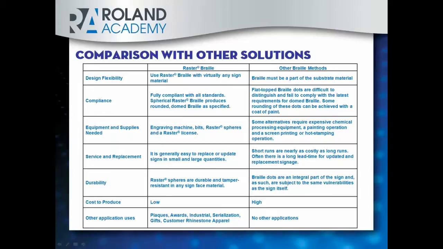As far as the rasters themselves, there are different colors as well. There's clear, white, black acrylic, white acrylic, brass, and stainless steel. Those are the 5 different raster colors.